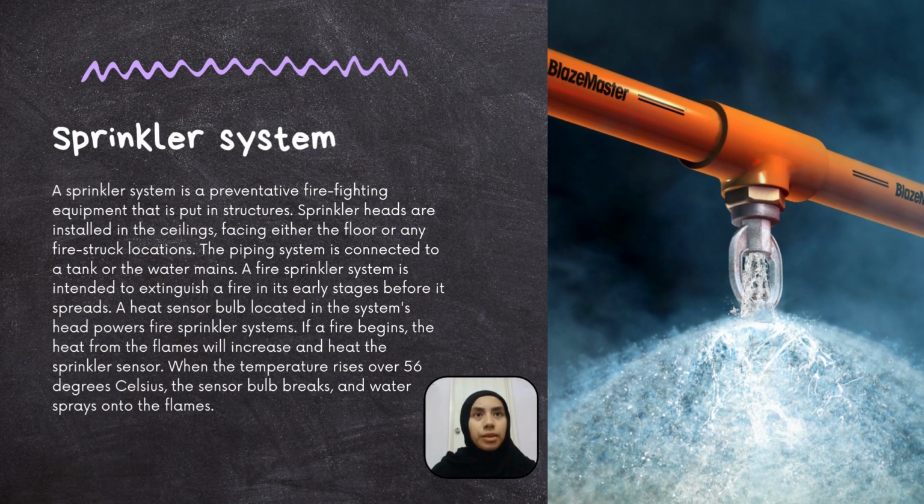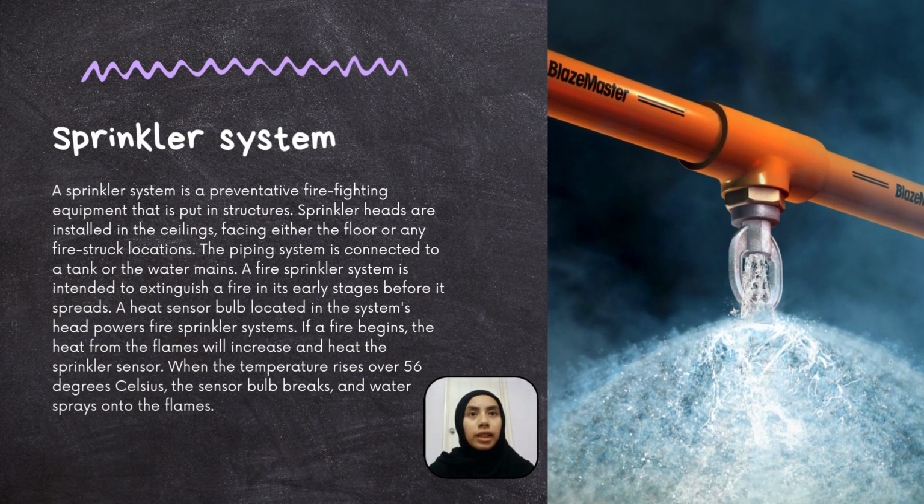A sprinkler system is preventative firefighting equipment that is put in structures. Sprinkler heads are installed in the ceilings, fixed either to the floor or at any fire-prone locations. The piping system is connected to a tank or the water mains. A fire sprinkler system is intended to extinguish a fire in its early stages before it spreads.